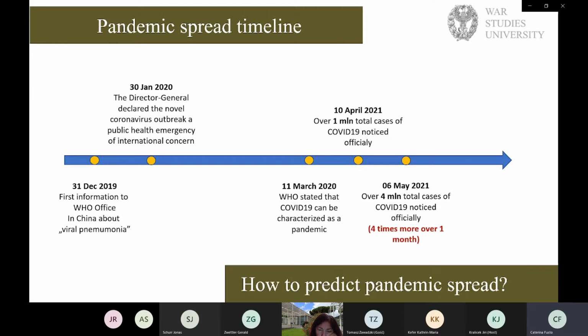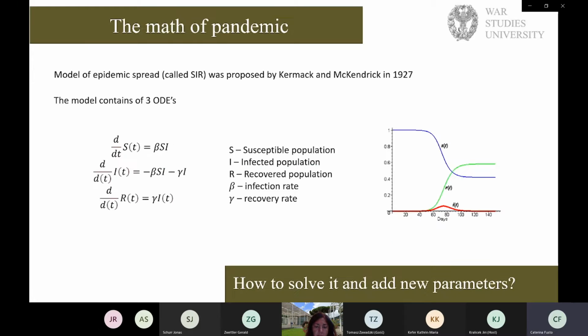One month later, the number of officially noted COVID-19 cases reached 1 million, and over a month, the number increased to 4 million. Everybody asked how to predict the evolution and spread of the pandemic and what decisions should be taken. If we look at the past, we can find a well-known mathematical model of epidemic spread. It was invented in the early years of the 20th century by Kermack and McKendrick. The model is called SIR because it consists of three equations representing susceptible, infected, and recovered parts of the population.